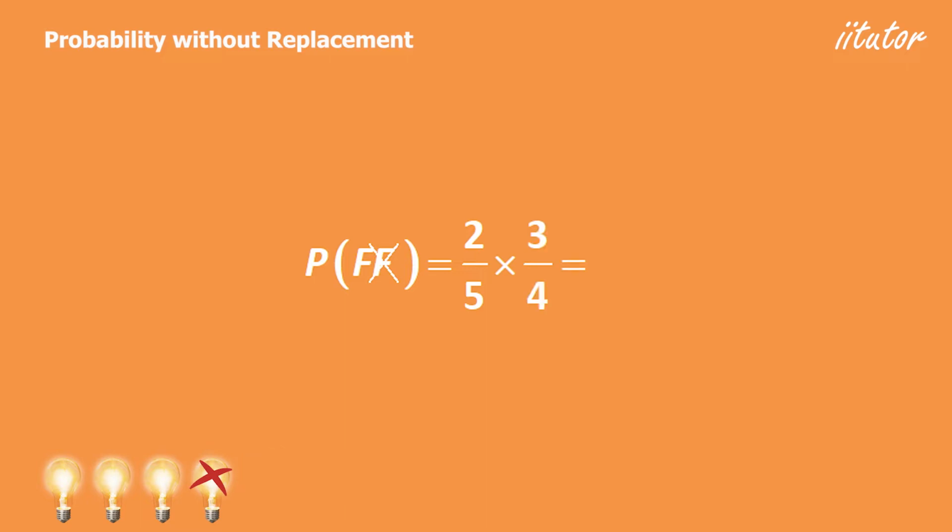Non-faulty globes are 3 out of 5, so because I've picked one, I only have 4 left to choose from, so it's 3 out of 4. And then simplify that, you should get 3 on 10.